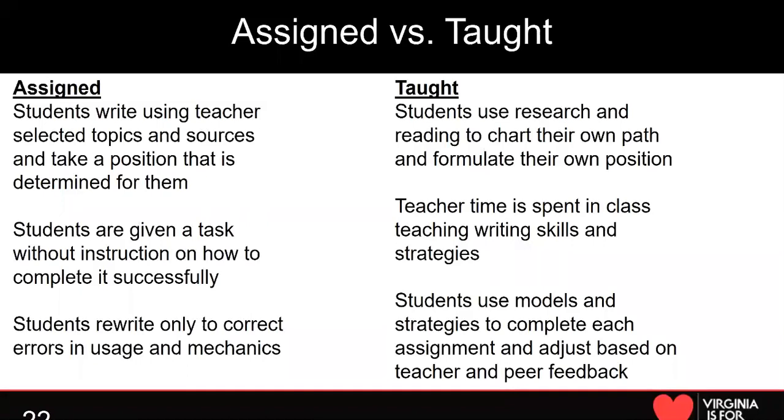Where there is a lot more engagement and authenticity is around writing that is taught. Asking students to research and read to figure out their own path in regards to a writing assignment. Having teachers use time in class to teach specific writing skills and strategies so that students don't feel lost the minute a writing assignment is given to them. And finally, asking students to use models and strategies to complete assignments and adjust based on feedback both from their teachers and from their peers.